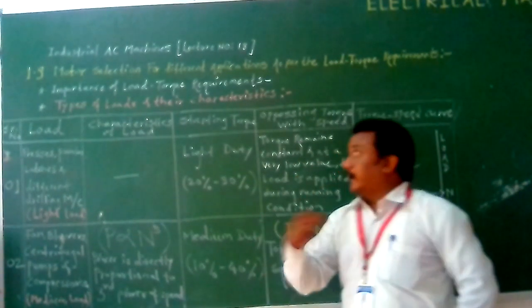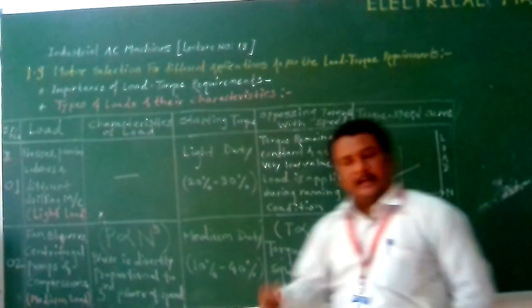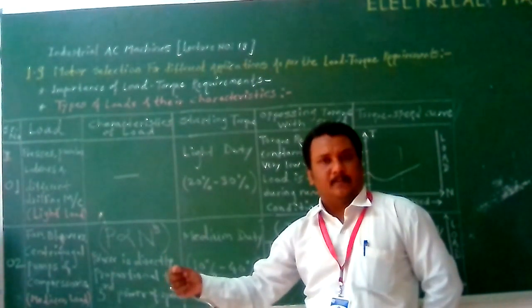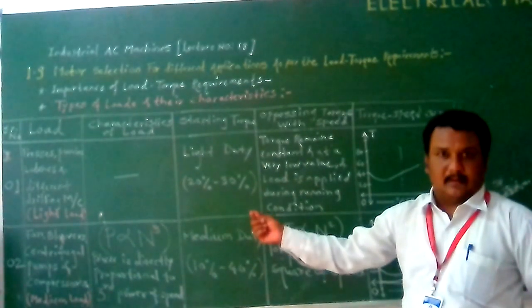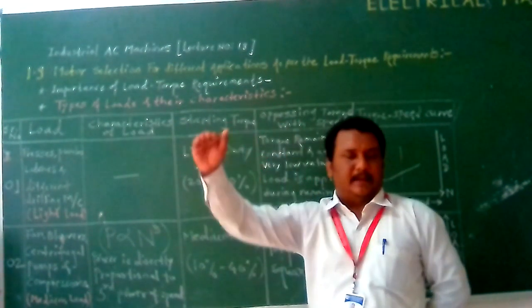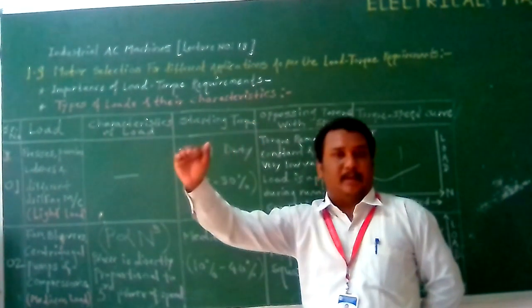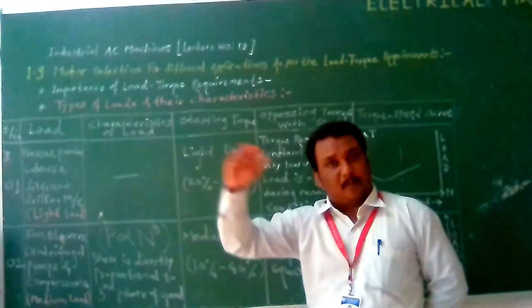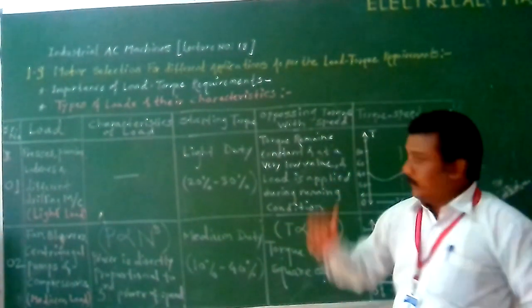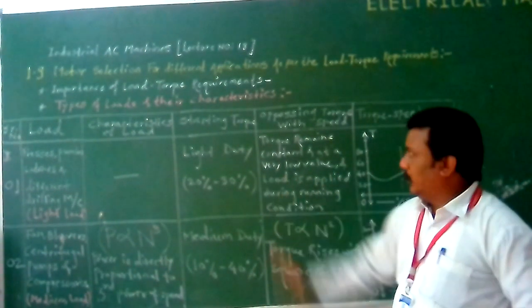Now the starting torque comes in the category of light duty, and it is 20 to 30% of the full load capacity. Full load, or maximum load, is 100%. Then for light load the starting torque is only 20 to 30%.